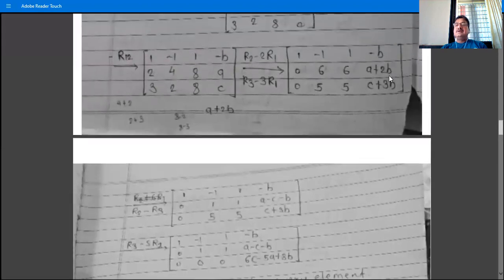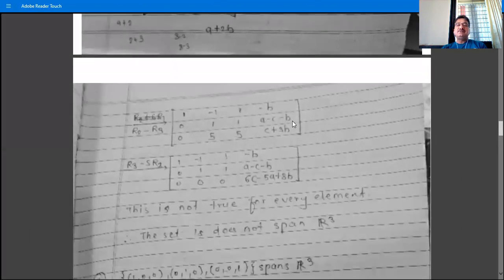A plus 2B minus C minus 3B. I think here something is wrong. Okay, yes, it is not wrong. It is C plus 3B. That is, the last row as it is, the change is in the second row. So A plus 2B minus C minus 3B becomes A minus C minus B. Yes, it is correct now.